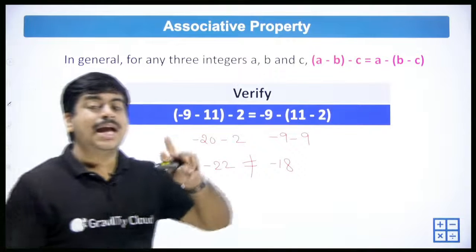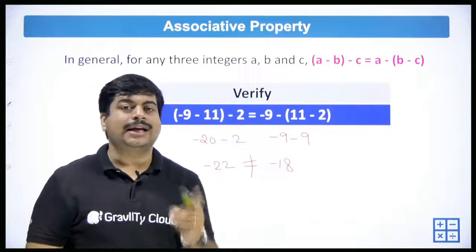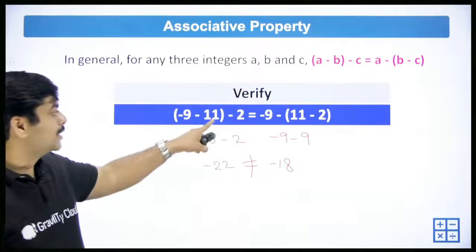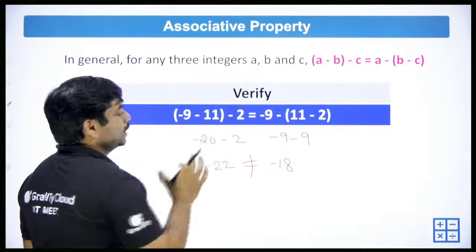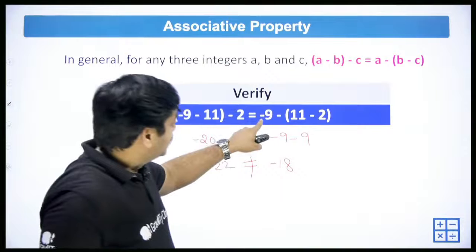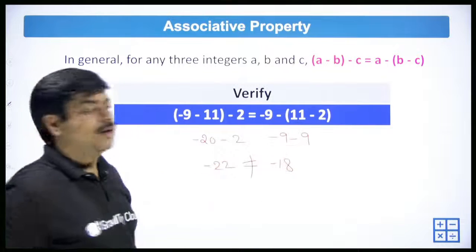Because we have a property: negative into negative is positive. Here you can see all these are negatives: minus 9, minus 11, minus 2, we got minus 22. But here minus 9 is correct, minus 11 is correct, but minus of minus 2 will give you plus 2.